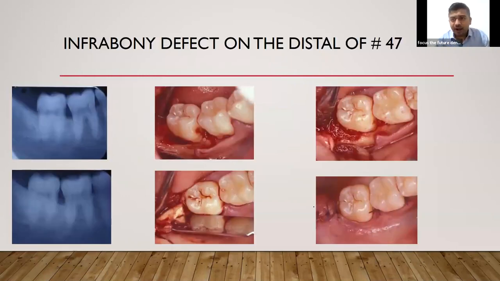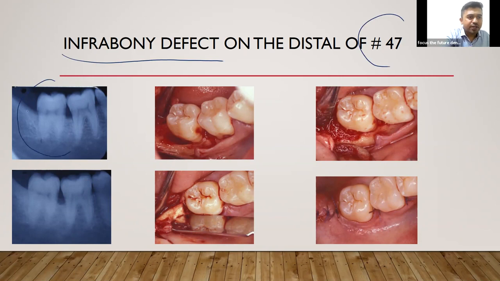So with that, we come to the end of our lecture. And now I will show you some clinical pictures where a membrane and graft combination was used for periodontal regeneration. We are trying to regenerate. So this is an infrabony defect, distal to 47. So this is your 47. Here you can see a vertical defect.